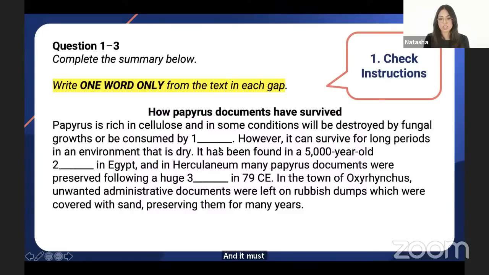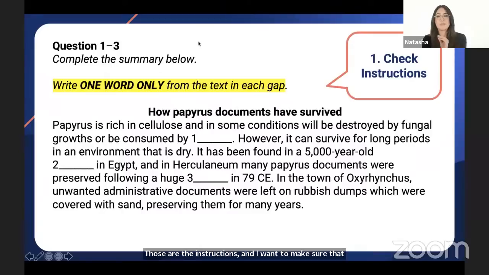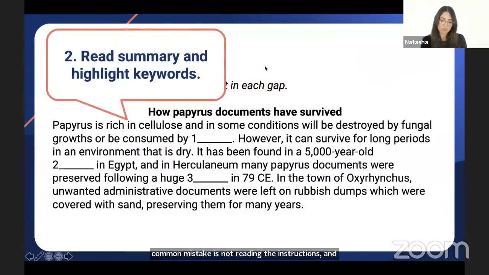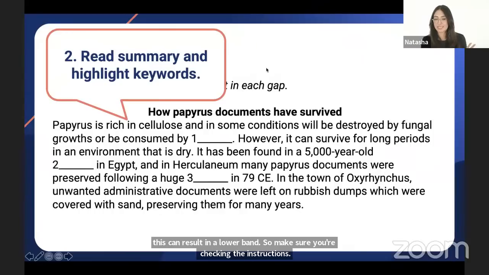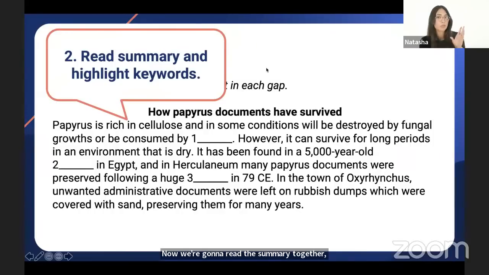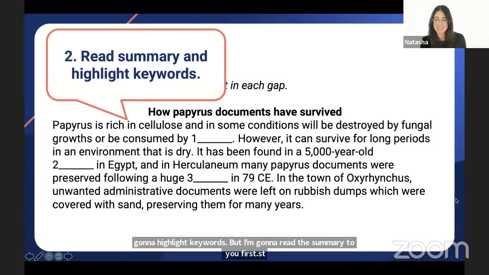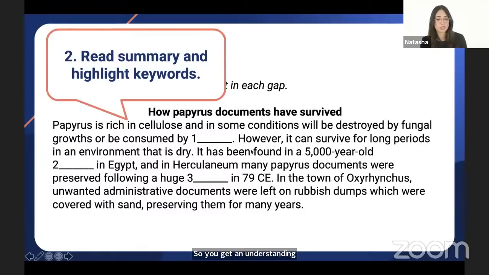Those are the instructions, and I want to make sure that you follow the instructions carefully, because often a common mistake is not reading the instructions, and this can result in a lower band score. So make sure you're checking the instructions. Now we're going to read the summary together, and we're going to highlight keywords, but I'm going to read the summary to you first so you get an understanding of what this summary is about.